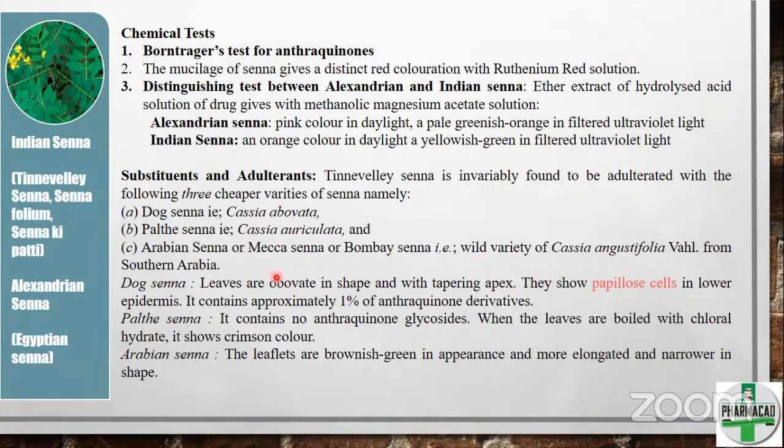Now, what is the difference between all three, why is one an adulterant, why is one a substitute, that let us see. Dog senna has obovate leaves with a tapering apex and they show papillose cells in the lower epidermis, whereas Palthe contains no anthraquinone glycosides. So if it does not have any anthraquinone glycosides, it is considered an adulterant. When the leaves are boiled with chloral hydrate, it shows crimson color. And Arabian senna leaflets are brownish green in appearance and more elongated and narrower in shape.